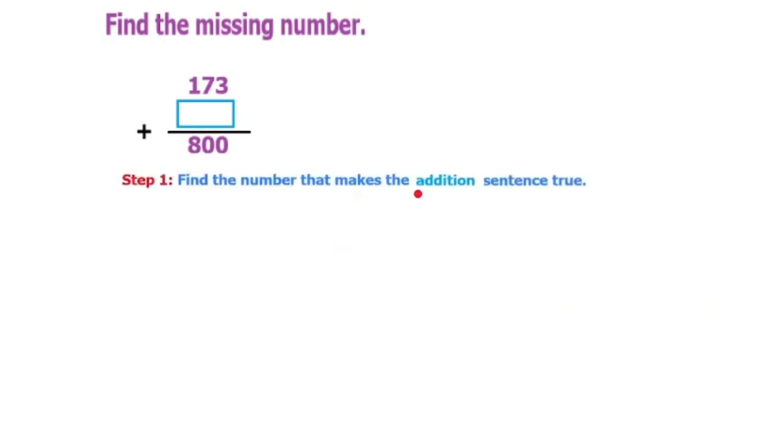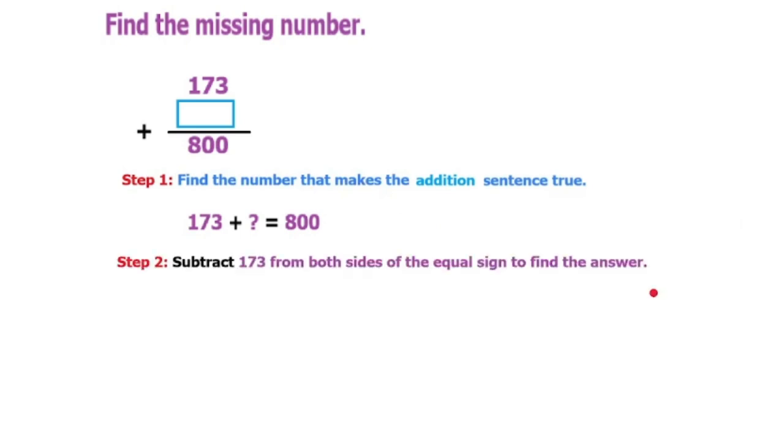So find the number that makes the addition sentence true. So this is the addition sentence. And I can quickly tell you the answer that the way to find this missing number is to subtract 173 minus 800. And why am I saying that to you? Because I want you to understand why we would do that. And here's the explanation.